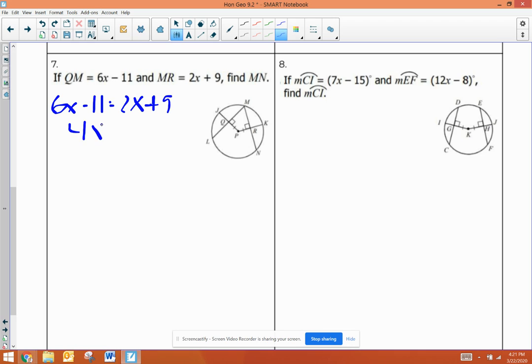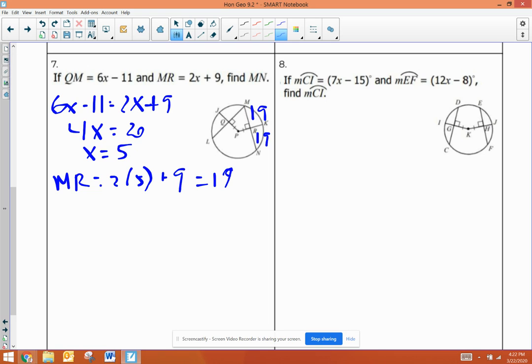So 4x equals 20, therefore x equals 5. I'm going to find MN. So MR is 2 times 5 plus 9, which is 19. So that means this part is also 19. So MN should be 38.